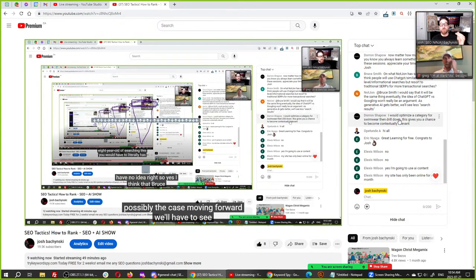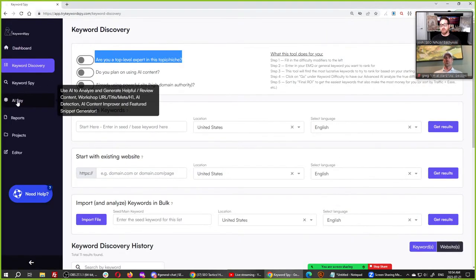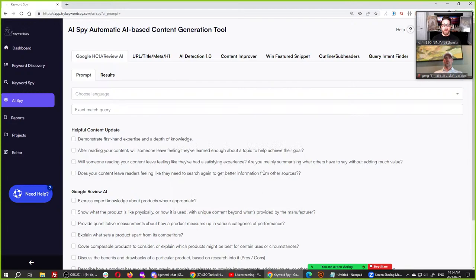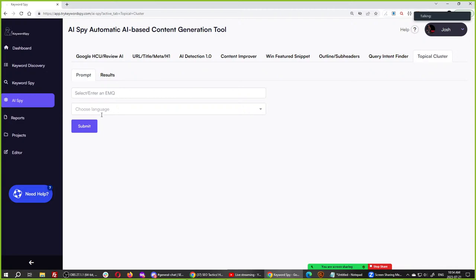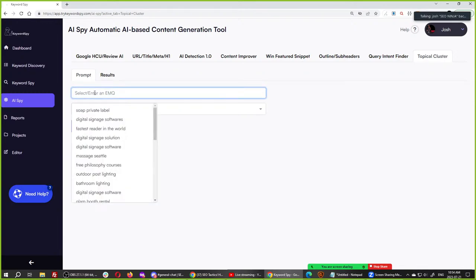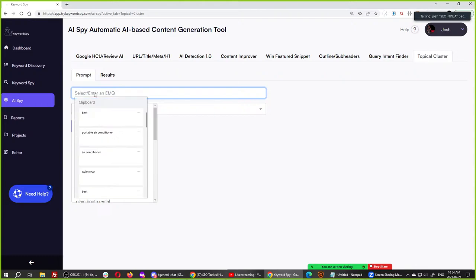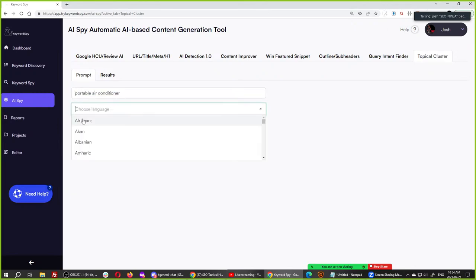And some of that is represented in Keyword Spy, by the way. You would go here into AI Spy, and you would go into topical clusters, and you would generate it here. And these would be our suggestions as the kind of contextual relevance you would want to do in this case. So for example, I believe I could just enter a keyword here. Let's do portable air conditioner. Let's choose English and say submit.